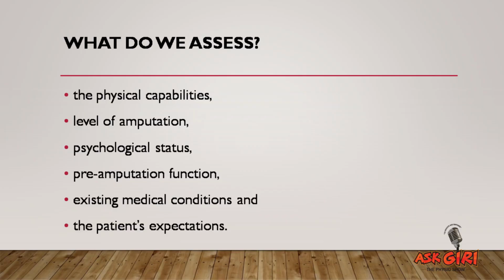So as physiotherapists, what do we check? Very briefly, I'm not going into much detail at all. When you assess, we check your physical capabilities, right? What you can do, what you cannot do, and what level the amputation is. What is your pre-amputation lifestyle? And then what you want to get back to, right? What are your existing medical conditions? What are your expectations, the realistic expectations, and whether we can meet those expectations?